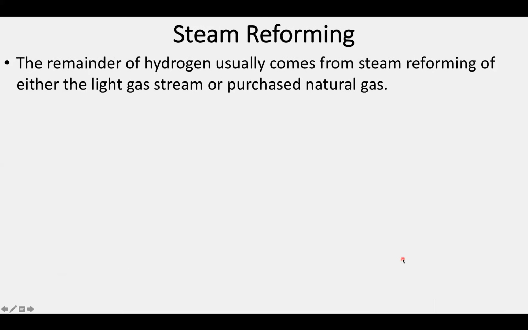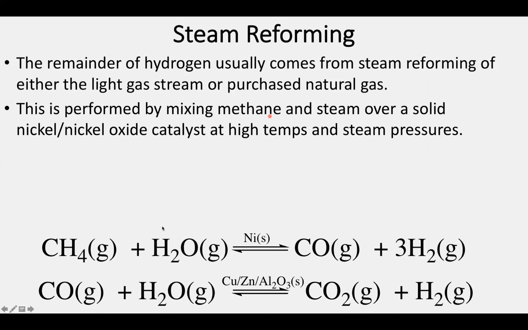But in truth, most of the hydrogen tends to come from what's called steam reforming. So you take either your light gas stream, or you go ahead and purchase natural gas from a manufacturer, and then you run the natural gas along with some steam over a nickel catalyst at fairly high temps. And again, high pressures of steam to help drive the reaction to the right. Now, when you do this, you'll generate carbon monoxide and hydrogen.